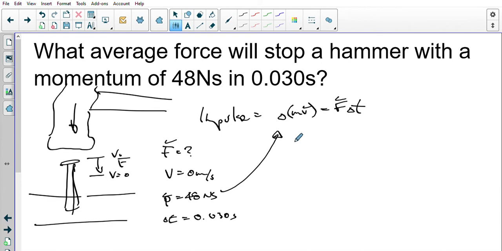So we could say that this is delta P, so this would be P minus our P naught, and our P is going to be equal to 0, and this minus 48 is equal to our force that we're trying to find in 0.030 seconds.